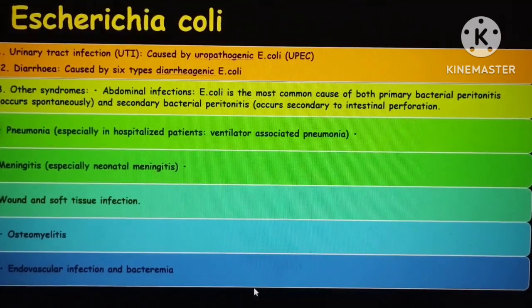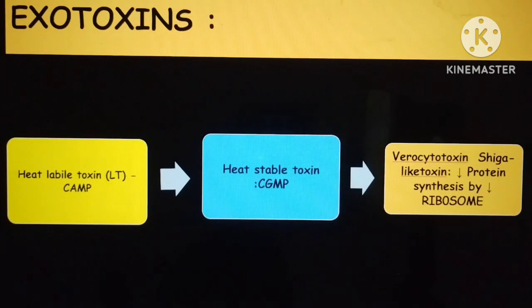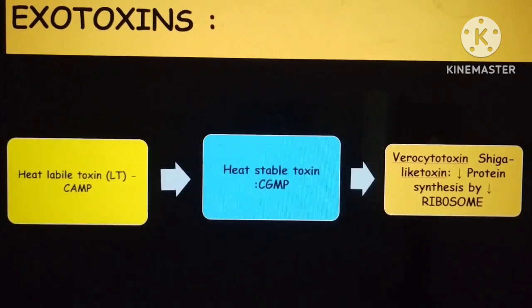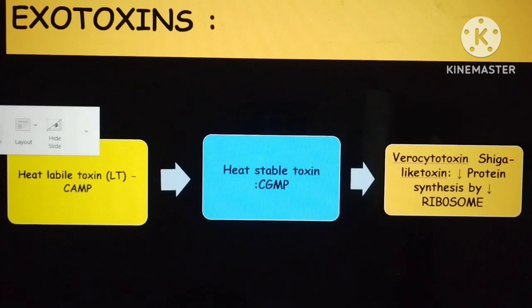Okay, so next, what are the toxins? Exotoxins have 3 types: heat labile toxin, heat stable toxin, and verocytotoxin. Heat labile toxin acts by cAMP. I already told you about cAMP in the Bacillus series, the diarrheal type, with the same mechanism. Heat stable toxin acts by increasing cyclic GMP, and verocytotoxin decreases protein synthesis by damaging the ribosome. Okay, these are the exotoxins.